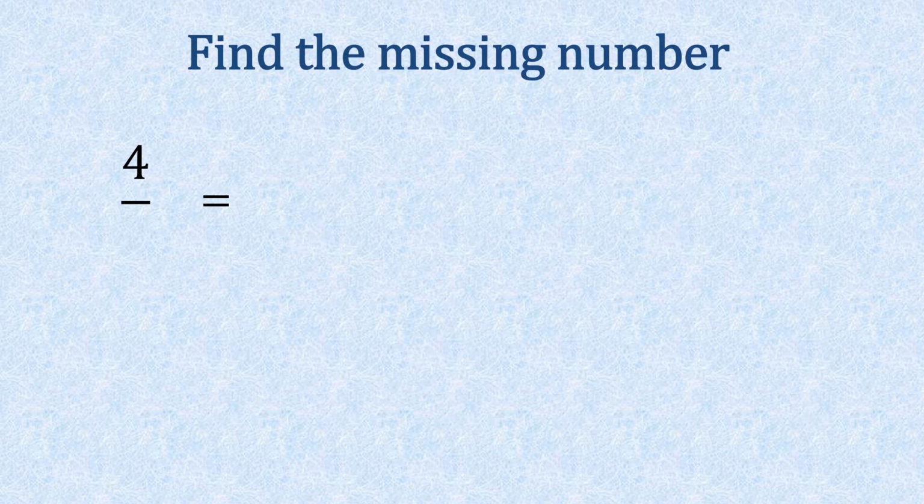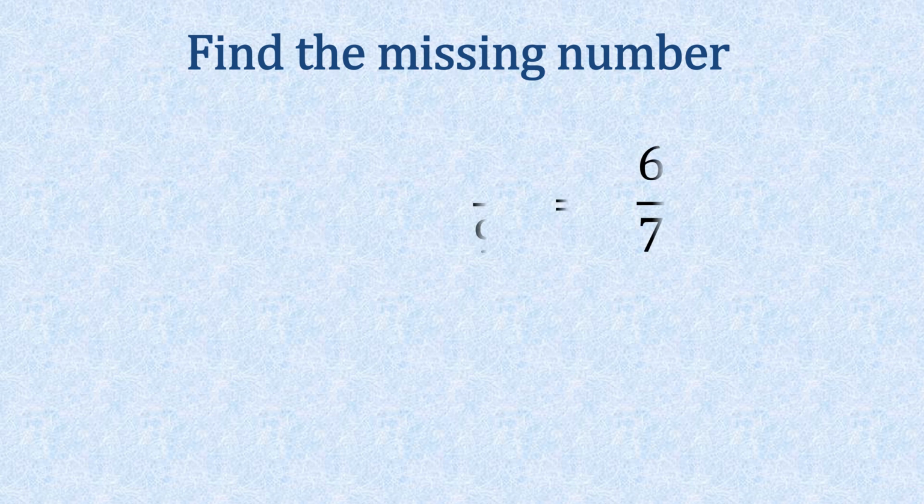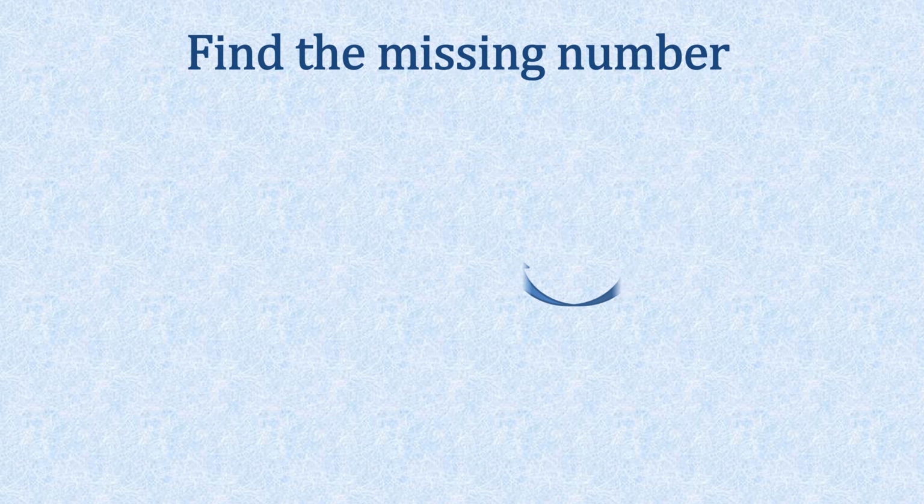So what we're going to do now is find the missing number. So first thing we do is take 20 and divide it by 4, which gives us the answer of 5. So now we need to take 35, divide it by 5, which will then give us 7, so the answer being 4/7. Okay, and the next one, what we need to do is take 72 and divide it by 9, which is going to give us 8. So therefore we know that 64 needs to be divided by 8, giving us the answer 8/9.